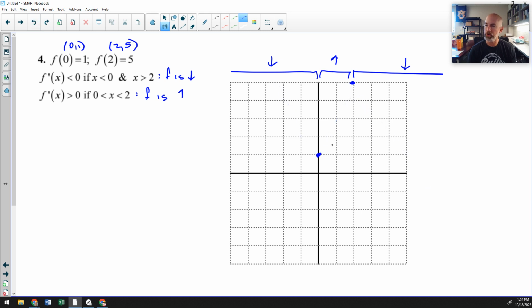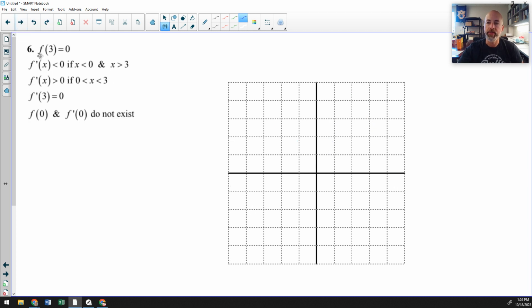So I am going to draw a nice differentiable function. So I'm going to be decreasing to that point, increase to this point. Whoa, yeah. Well, something like that. That's not very pretty, but that's all you have to do. That was kind of nice. Only first derivative information. And then the last one I want to look at is number 6. And this gets a little bit more complicated.